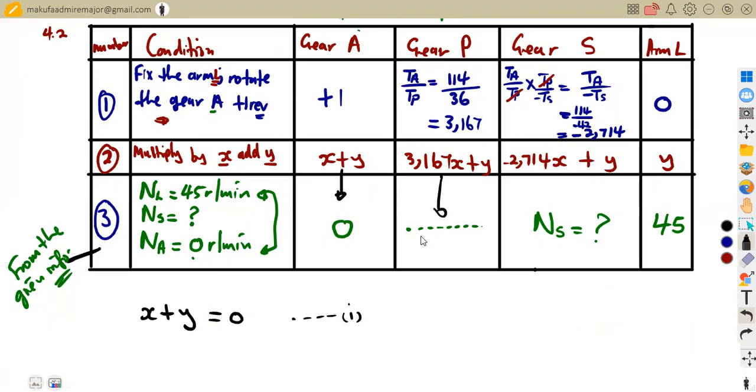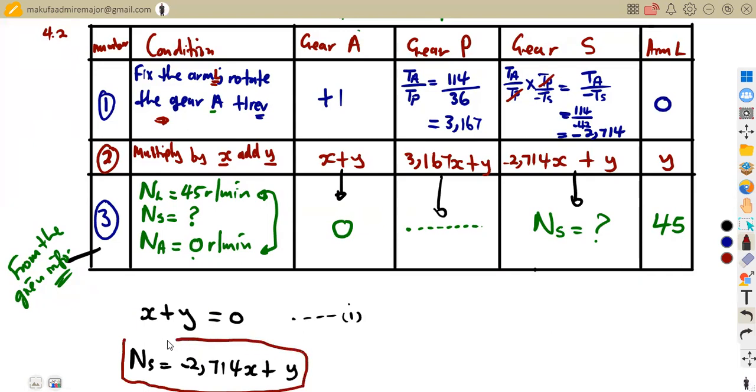Here, there's nothing that you're going to equate. You move on to this part. It means this NS, which is our speed, the speed for the sun gear, is equal to this part, minus 2,714x plus Y. So by finding X and Y, we can substitute them into here so that we can calculate NS.